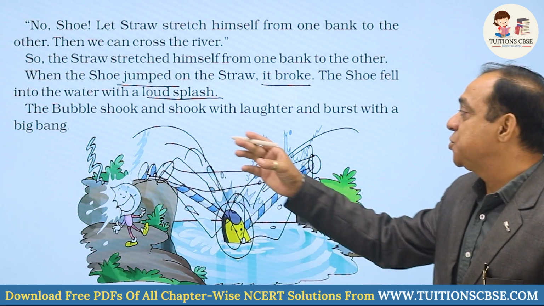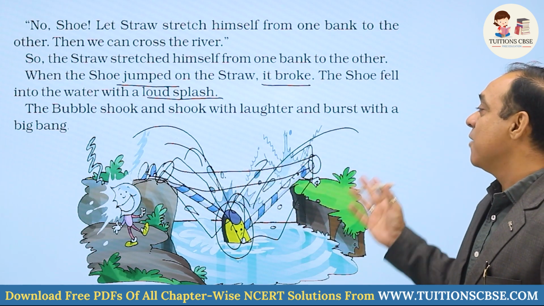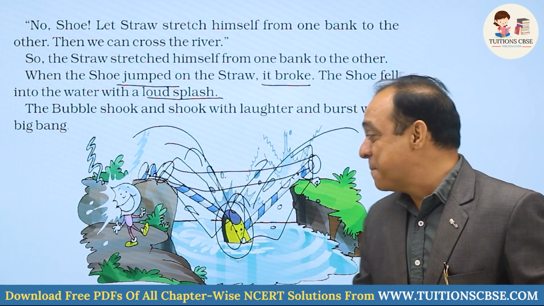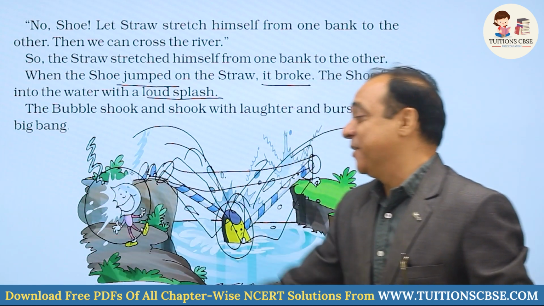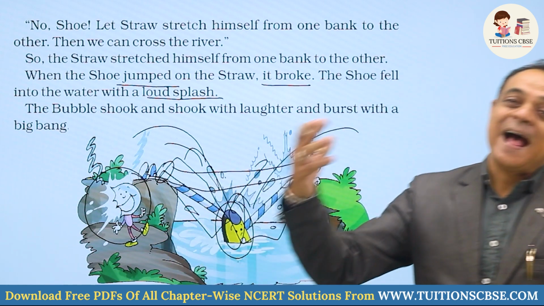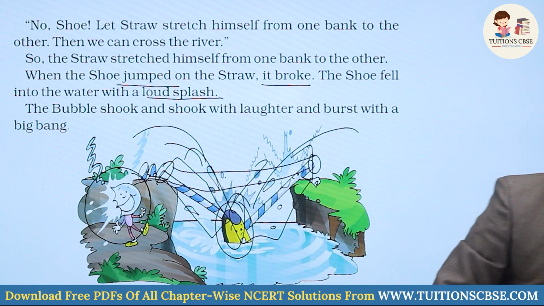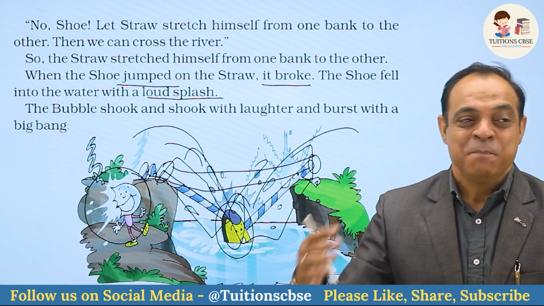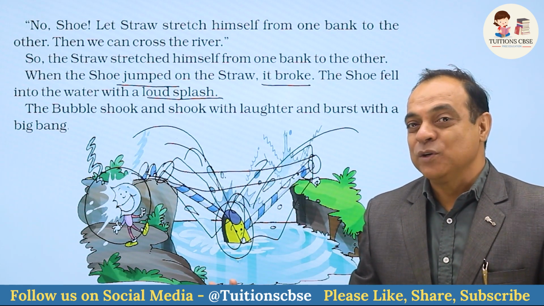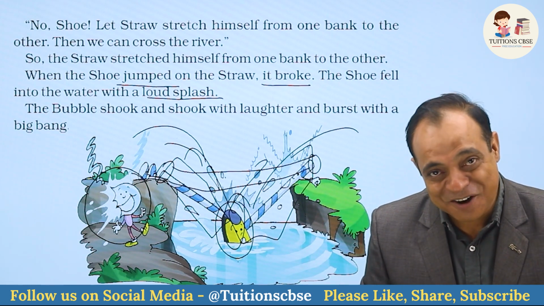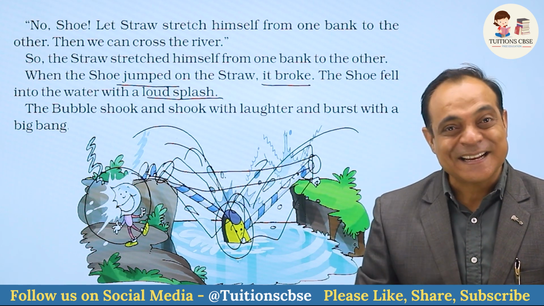The bubble shook and shook with laughter and burst with a big bang. So what did the bubble do? Look at the bubble here. The bubble was full of laughter. He shook here and he shook there and then he burst. Do you know, if a bubble moves so much, it would simply burst, right? So that's the story about three characters.